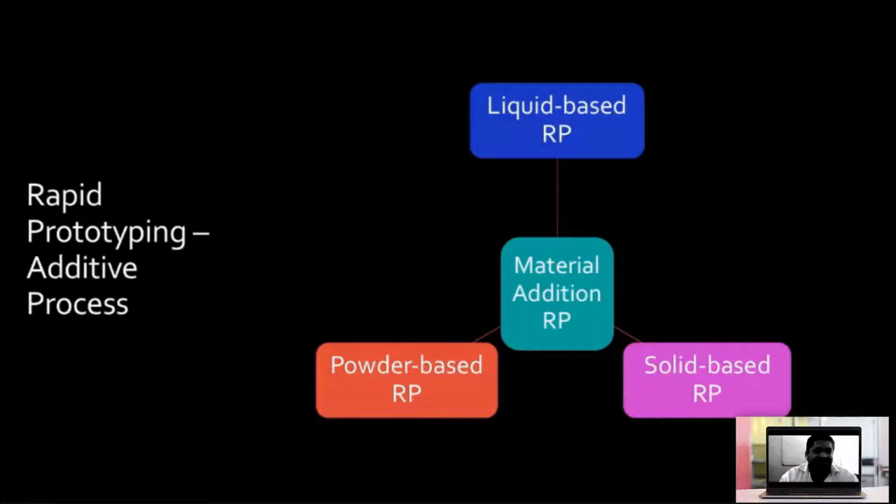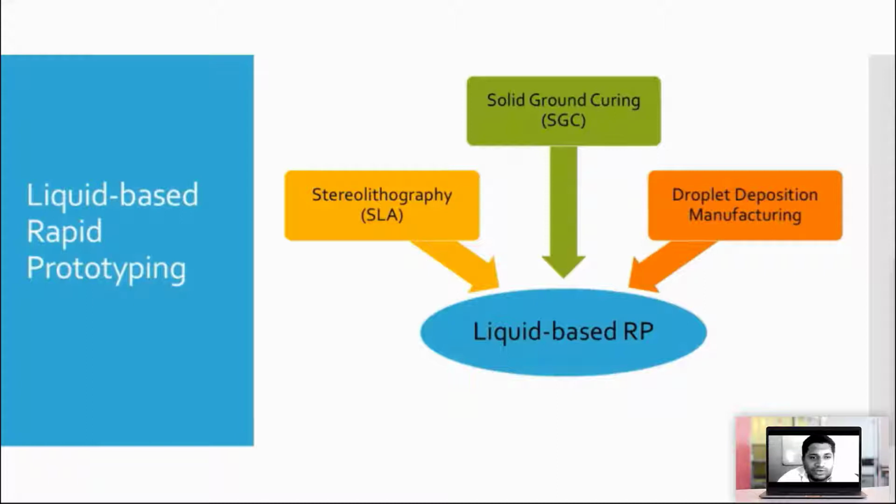There are three basic types of rapid prototyping process. Number one is liquid based, number two is powder based, and number three is solid based. When we talk about liquid based rapid prototyping, we have three basic techniques: stereolithography, also called SLA, solid ground curing SGC, and droplet deposition manufacturing. We are going to cover SLA, stereolithography, in our course.